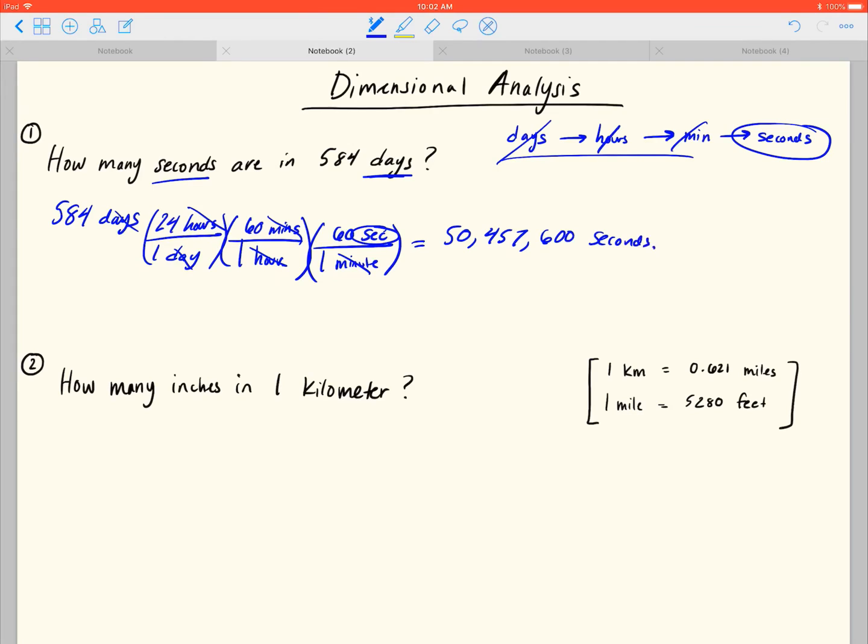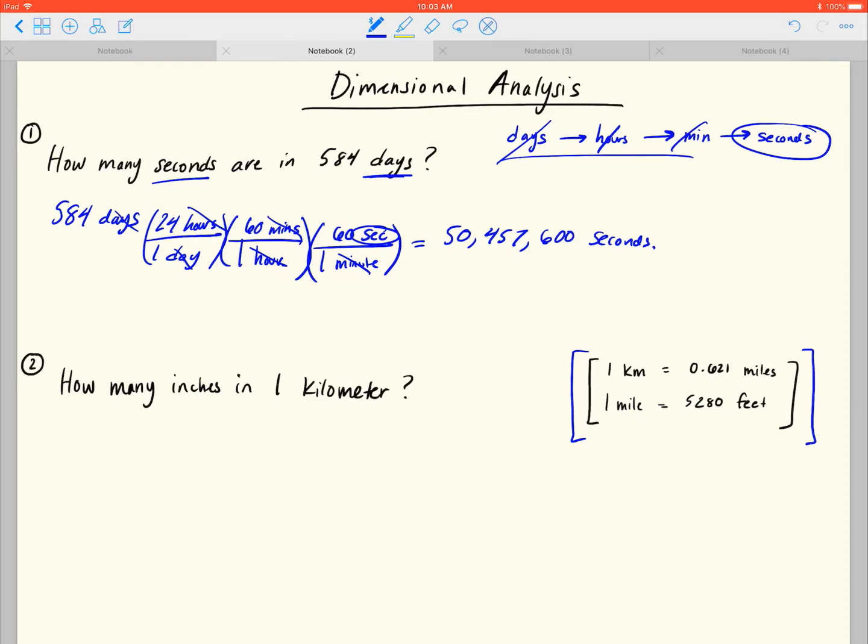And if we look at number 2, it's basically the same thing. These are units on the right over here. These conversion factors: 1 kilometer equals 0.621 miles, and 1 mile equals 5,280 feet. These are just general units going from the metric system to the imperial system that we use here. So number 2 is how many inches are in 1 kilometer.